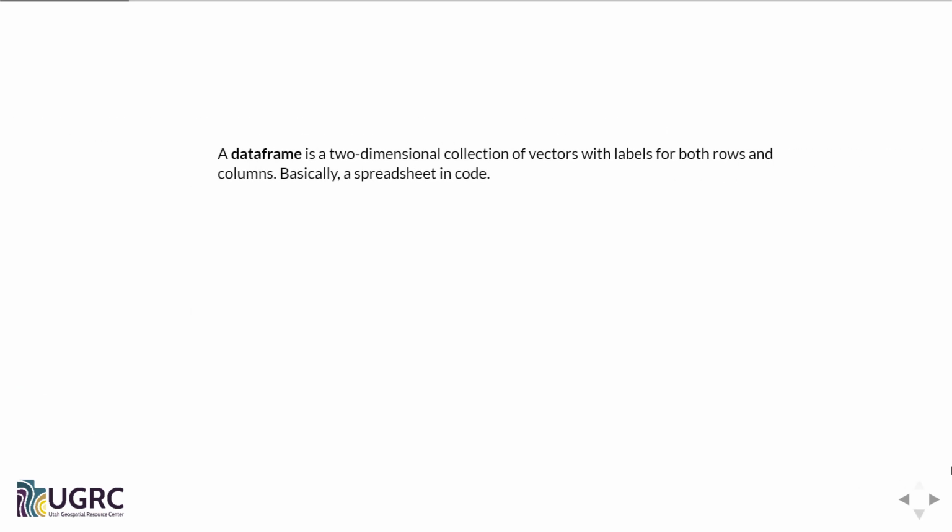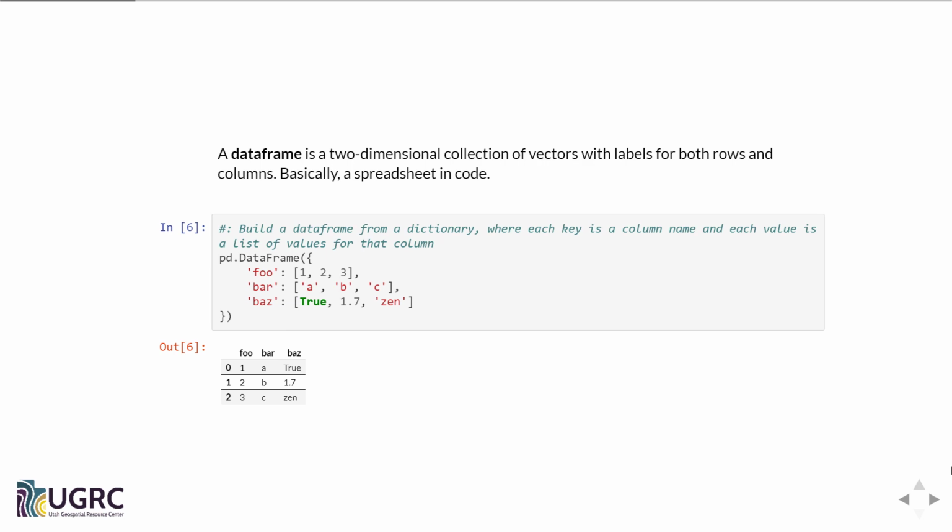So a data frame is basically a two-dimensional collection of vectors with labels for both their rows and their columns. So it's basically a collection of series, one for every column. So we're going to build a data frame out of this dictionary where our keys are the column labels and the values are the contents of every column. So we've got the foo column is 1, 2, 3, bar is A, B, C, and baz is the Boolean True, the float value 1.7, and the string z. So you can see we can have both unified data types, or we can have a whole mixture of data types within a column.